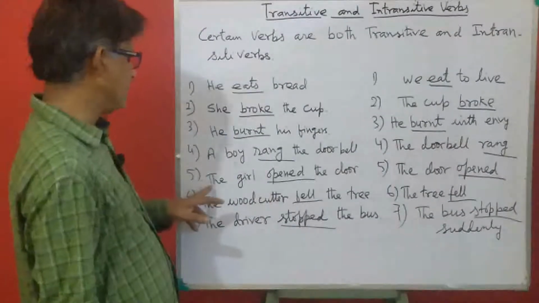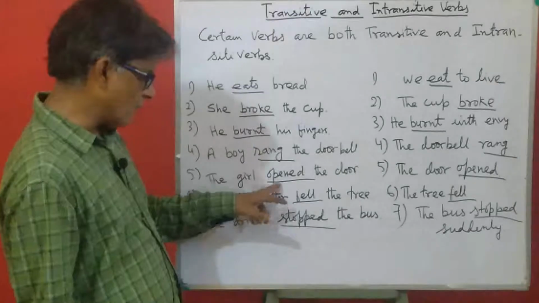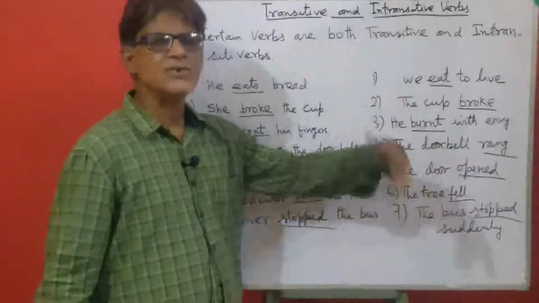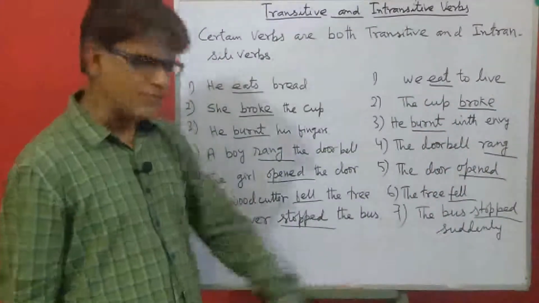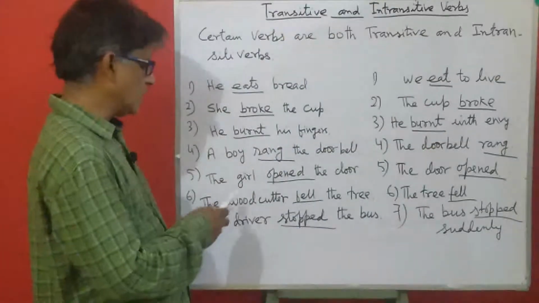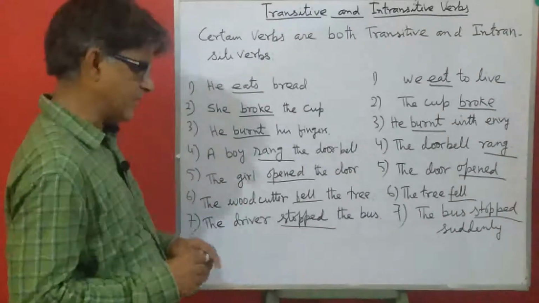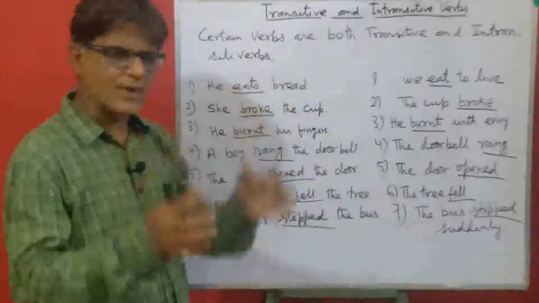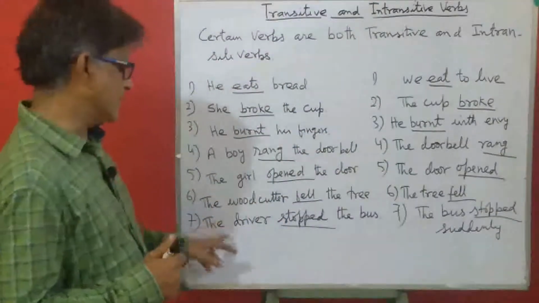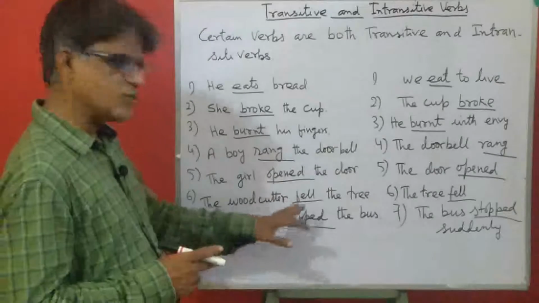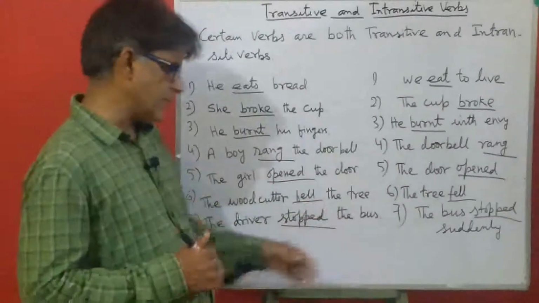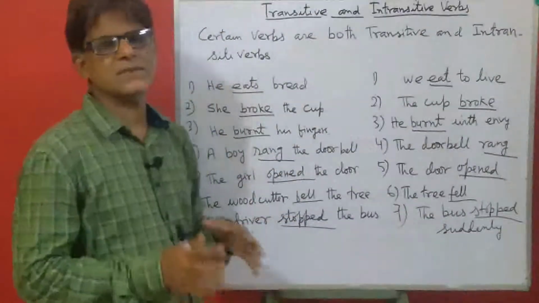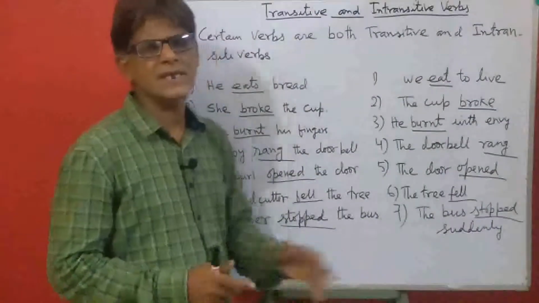Similarly, number five, the girl opened the door. Opened is a transitive verb. Number five, the door opened. Here opened is used as an intransitive verb. Number six, the woodcutter felled the tree. Number six, the tree fell. Number seven, the driver stopped the bus. Stopped is transitive because the bus follows it. And number seven, the bus stopped suddenly. So stopped is here an intransitive verb.